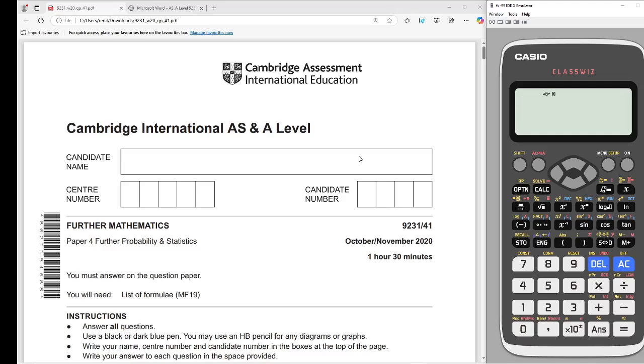Hello guys, today we're going to be doing Further Mathematics Paper 4, Further Statistics, of the October-November series of 2020, variant 4.1, which has the same paper as 4.3. So let's get right into it.